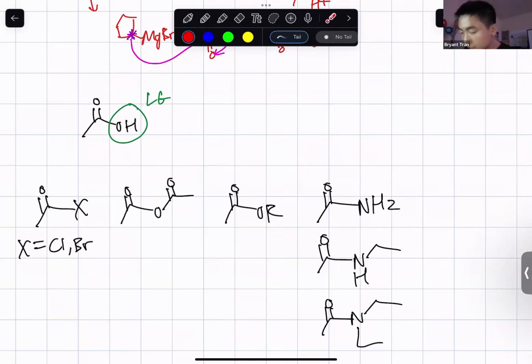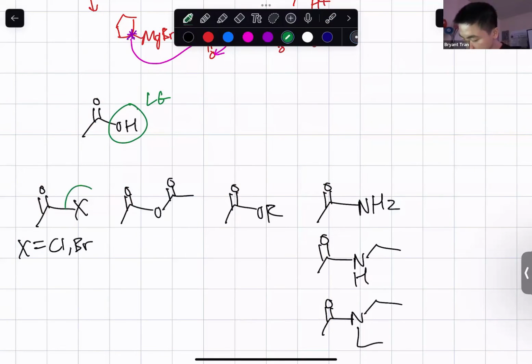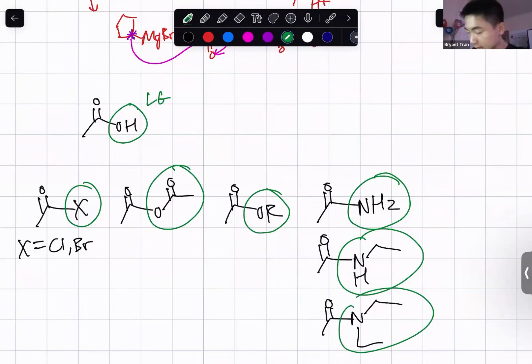The similarity is that all of these have a carbonyl, a carbon double bonded to an oxygen. The differences between all of these is the LG, the leaving group, which are these green circles right here. Based on what the leaving group is, that's going to give a different functional group. So the first one is going to be named acyl halide.